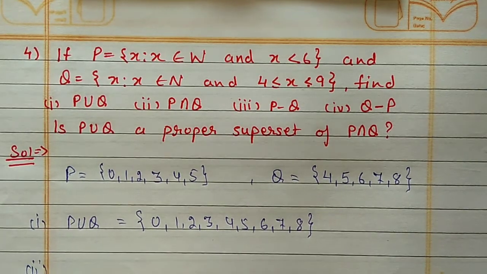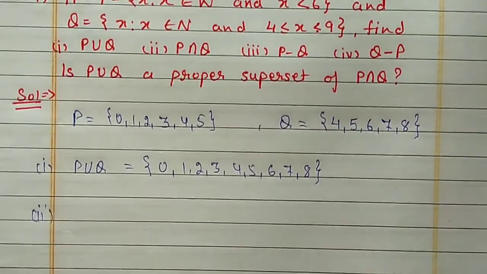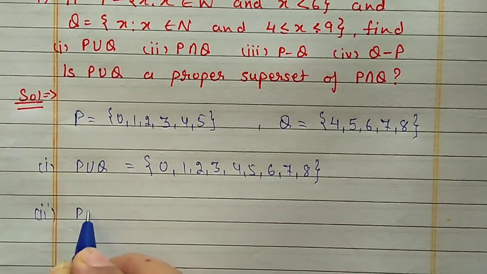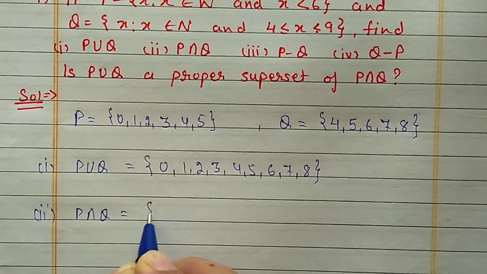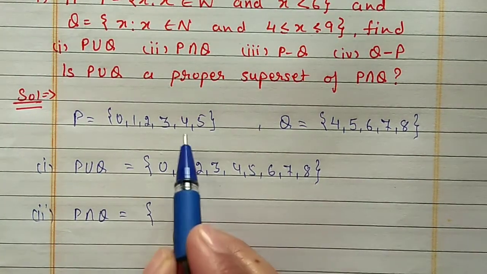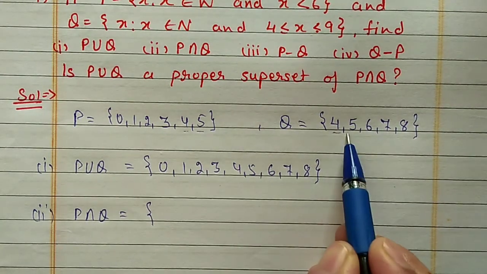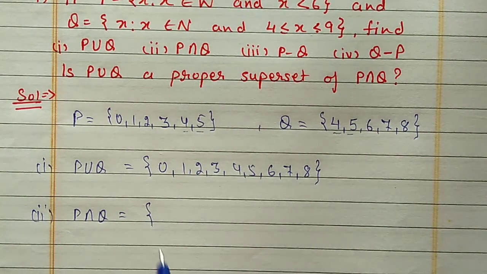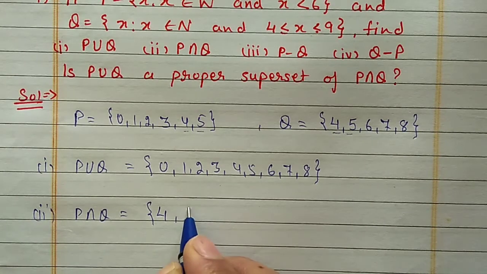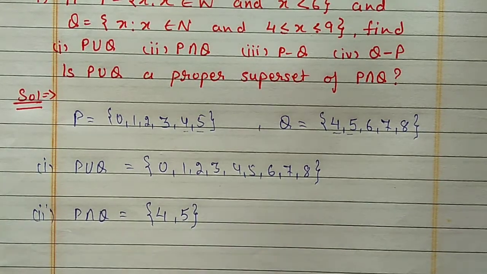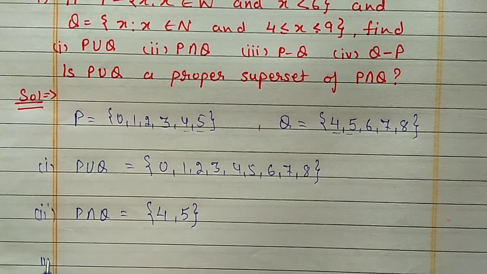Second part, we have to find out P intersection Q. So only the common elements in P and Q. So you can see this 4 and 5, 4 and 5. Only these two elements are common in P and Q. So the answer will be here 4, 5.